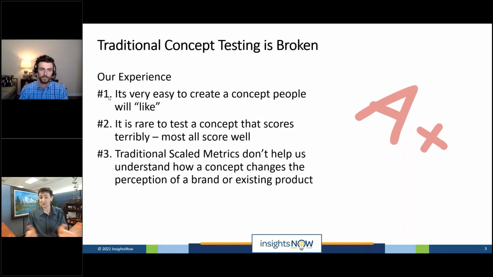And what we see is those traditional scaled metrics like liking and purchase intent are good sometimes, but they definitely don't tell us the whole story. They don't tell us how the concept may change a person's perception of that particular brand, because most concepts that we work with are extensions of brands, not absolutely brand new to the market. And if they're brand new to the market, traditional metrics don't really tell us how people are going to interact with or self-socially identify with that brand. So it doesn't give us all of the story.